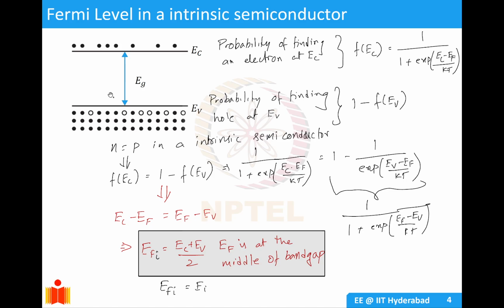So for an intrinsic semiconductor, n and p are equal. So f of EC equals 1 minus f of EV, which if you solve, you will get EFi equals EC plus EV by 2, which is the mid-gap position. So EFi equals Ei, which is the middle of the band gap.